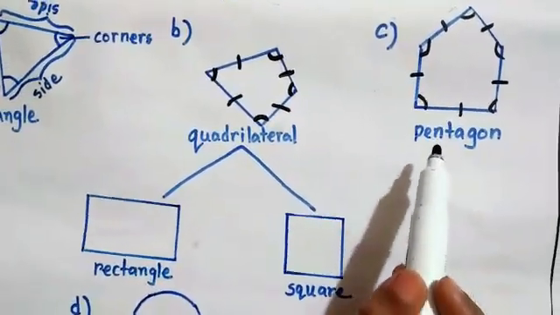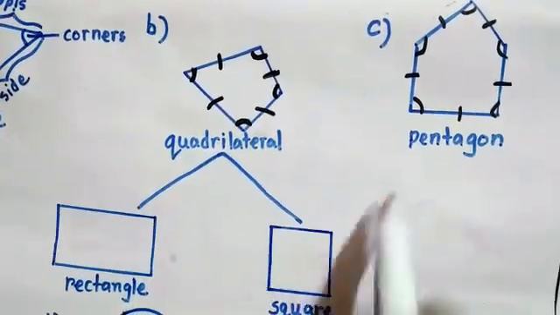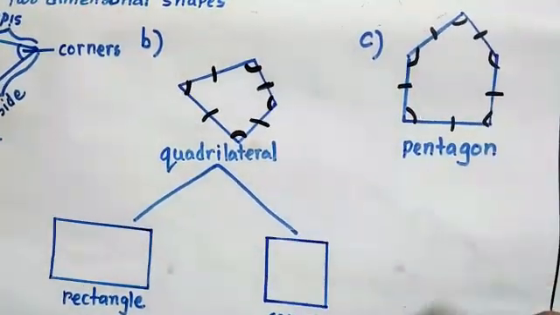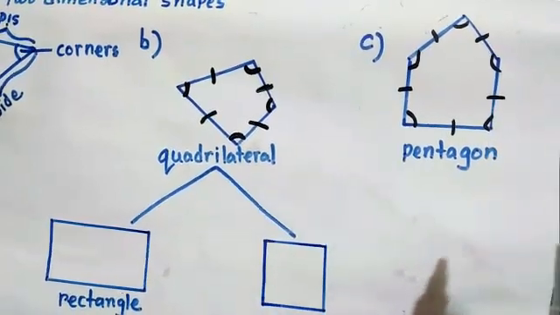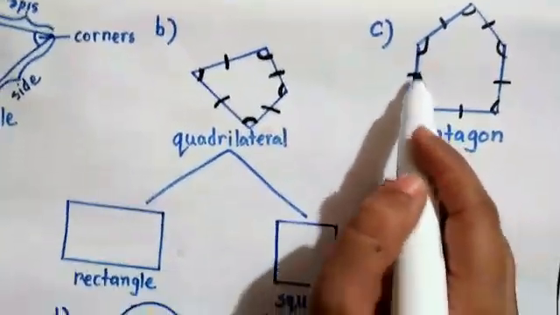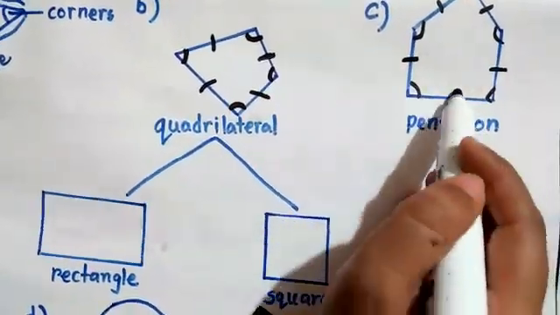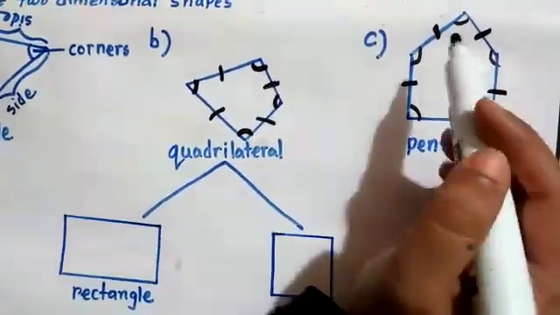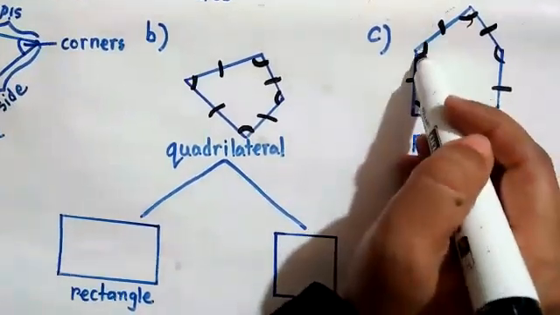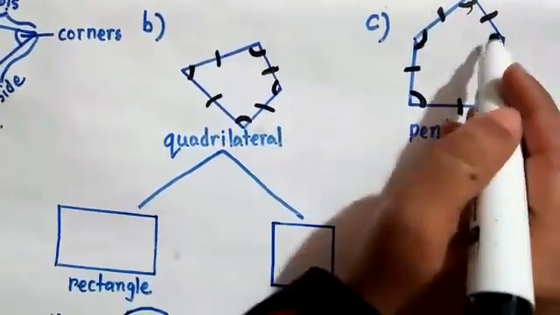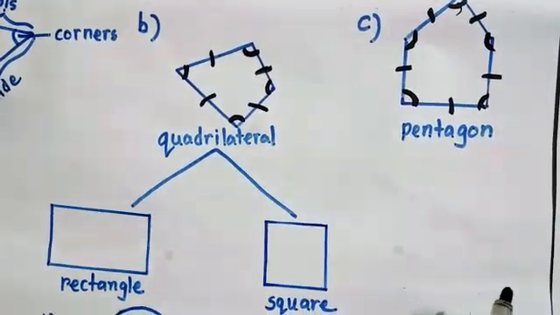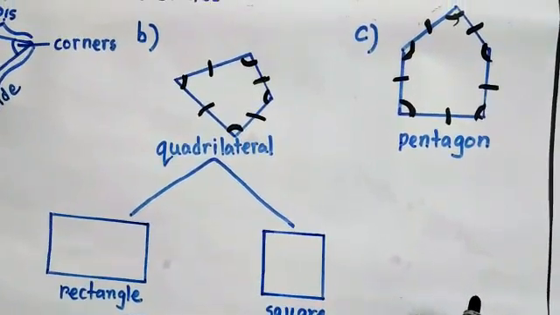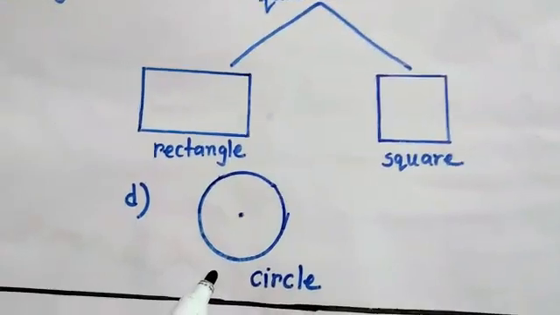Pentagon. Penta means 5. That means 2D shapes which have 5 sides and 5 corners are called pentagons. Okay, let's count the sides and corners of this shape. How many sides are there? 1, 2, 3, 4 and 5. 5 sides and 1, 2, 3, 4, 5. 5 corners. That means a pentagon has 5 sides and 5 corners. Now I am going to the last one, circle.